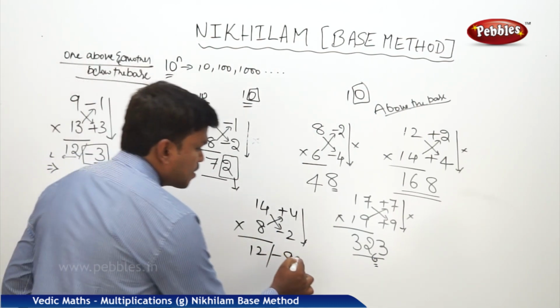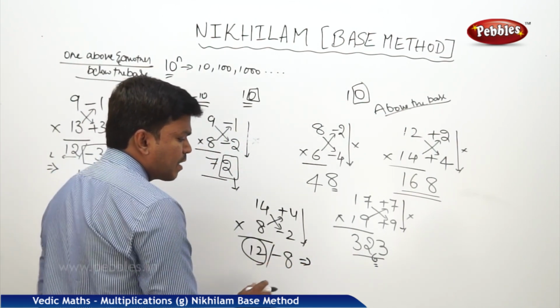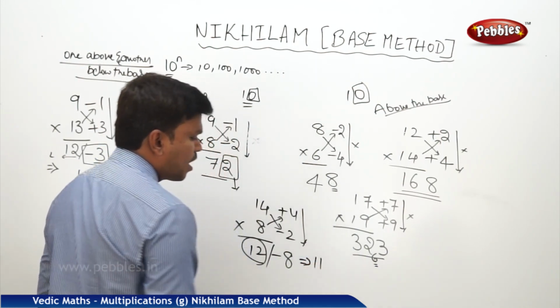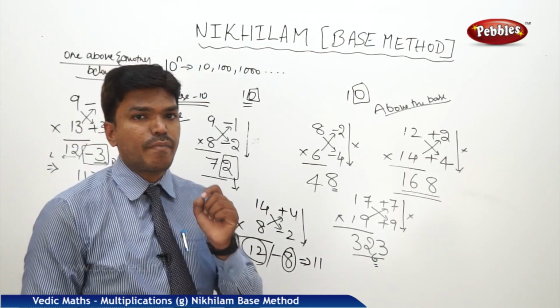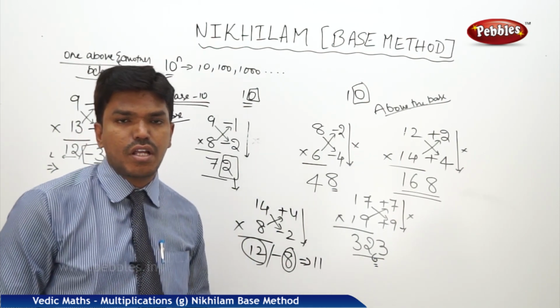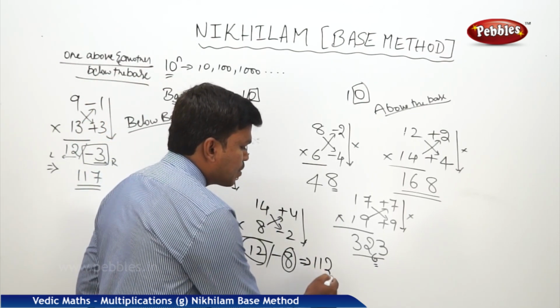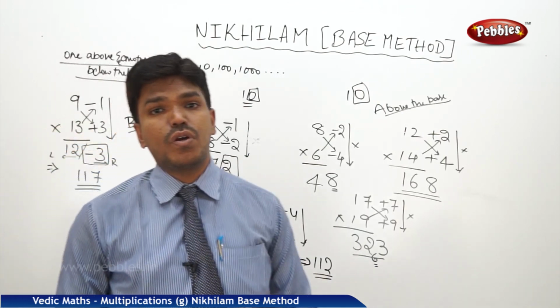So here again 12. But what do we need to do, since there is a minus in the answer? Simply the left side part of the answer should be reduced by 1. Since there is a minus symbol here, 12 becomes 11. And the right side part of the number, whatever you got with the minus symbol, that is 8, write the complement of that. What is the complement of 8? 2. So what is your answer finally? 112. Like that you need to calculate.